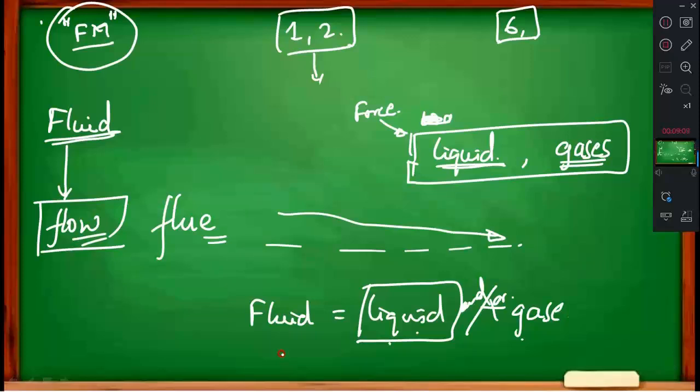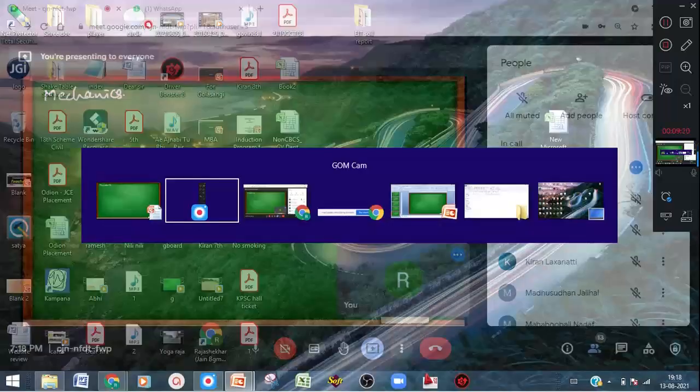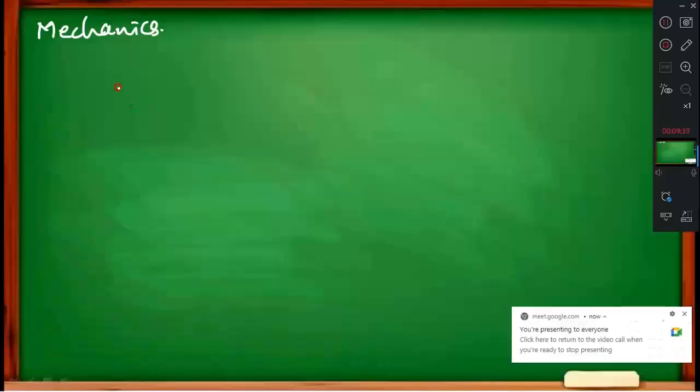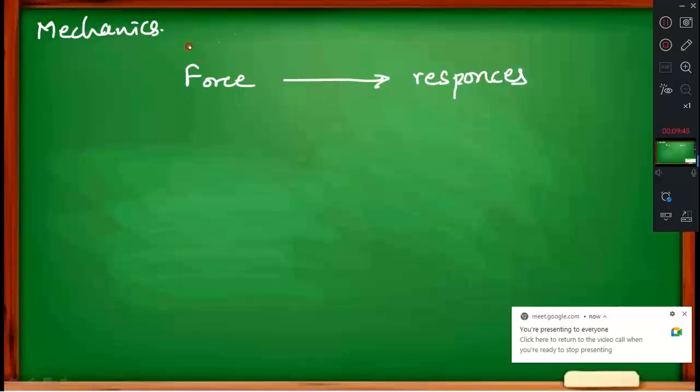Now you got the meaning of fluid. Next, what is mechanics? What do you mean by mechanics? This word comes up many times in civil engineering. We have engineering mechanics, solid mechanics, that is your strength of materials or mechanics of materials, fluid mechanics, soil mechanics, rock mechanics, like that. Mechanics means the force and their responses.